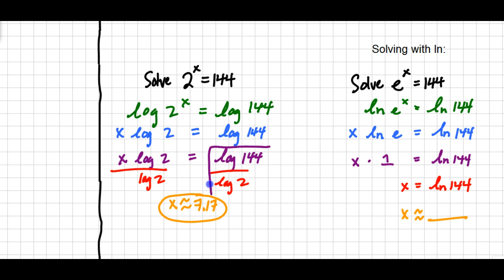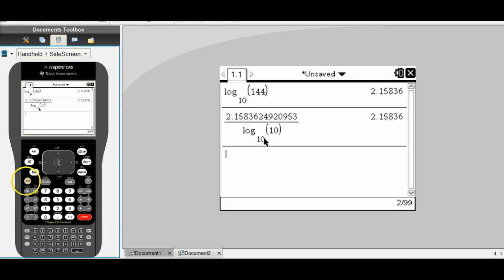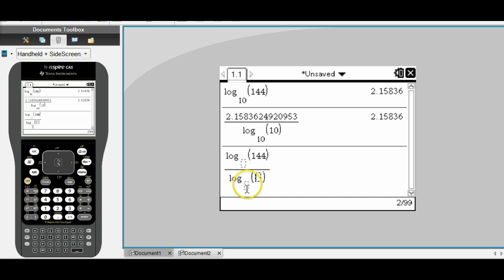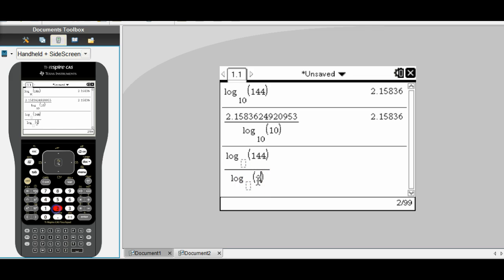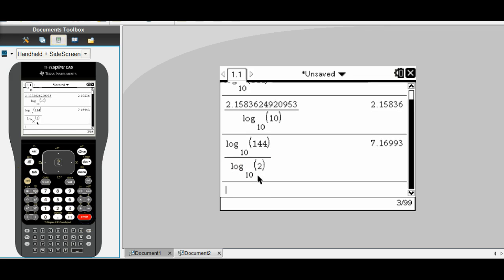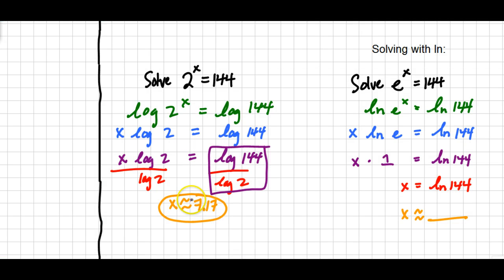So then let's practice typing in the log of 144 divided by the log of 2. This time I'm going to use my fraction button, and I'm going to do log of 144 on top and log of 2 on the bottom. Again, you can skip over the base. The calculator will fill in the 10 for you automatically, unless you're on a TI 83 or 84, and you're forced to put in a 10 there. Hit a Control Enter to get a decimal answer. Get about 7.17, which is what I got.